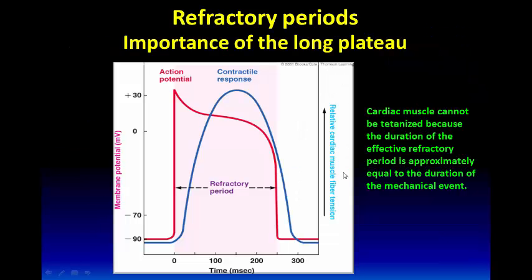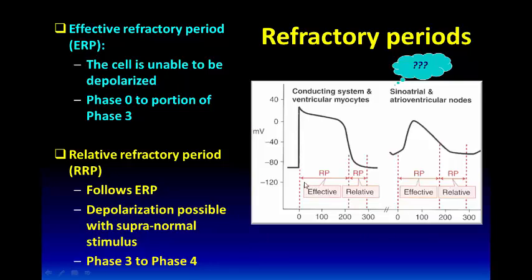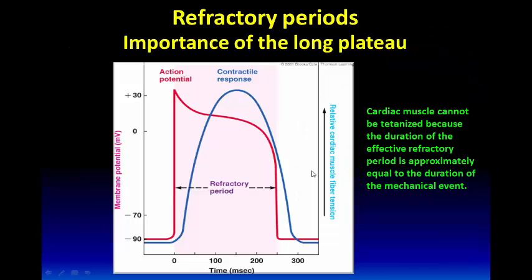Now, the long effective refractory period of the myocyte is important. The physiological significance of the long effective refractory period lies in the fact that because of this long refractory period, cardiac muscle cannot be tetanized. Cardiac muscle cannot undergo continuous contraction.